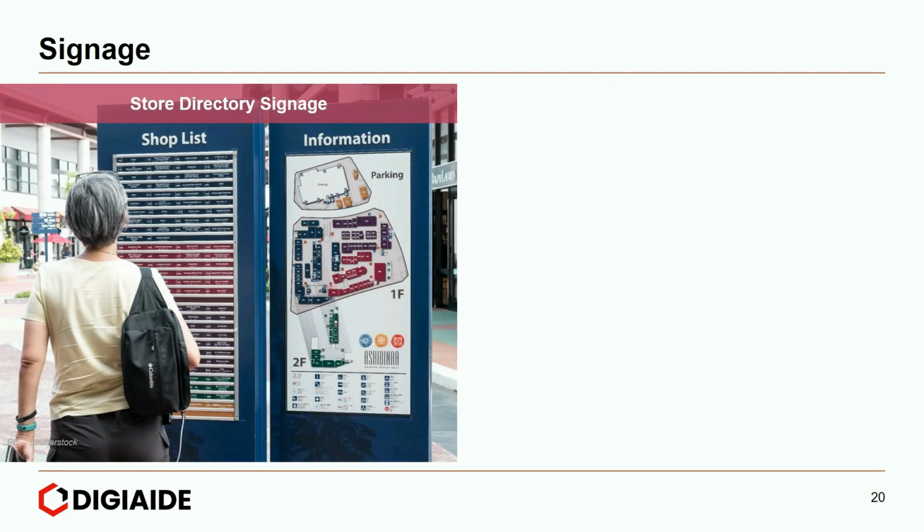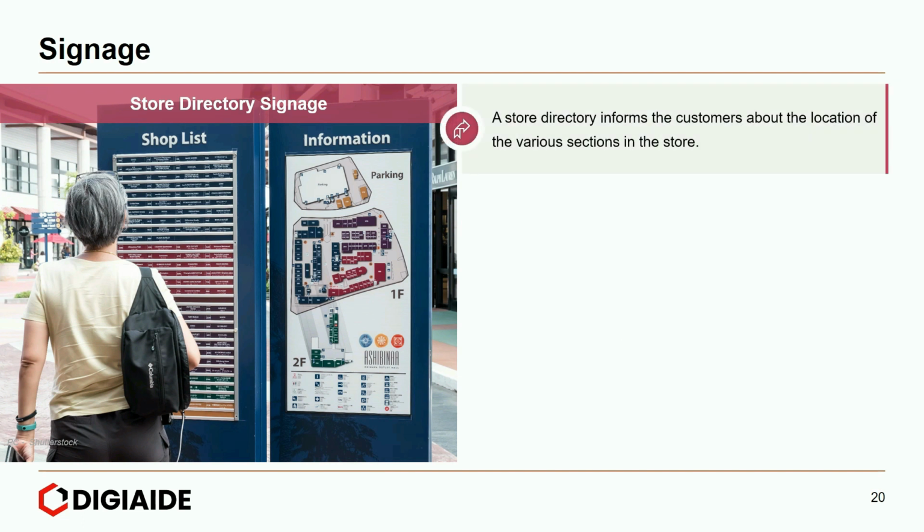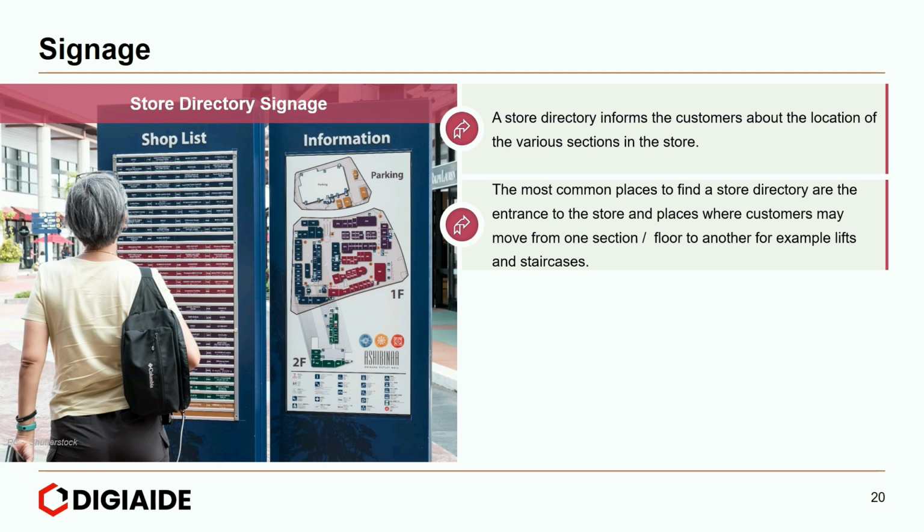Moving on to store directory signage. A store directory informs the customers about the location of the various sections in the store. The most common places to find a store directory are the entrance to the store and places where customers may move from one section or floor to another, for example, lifts and staircases.